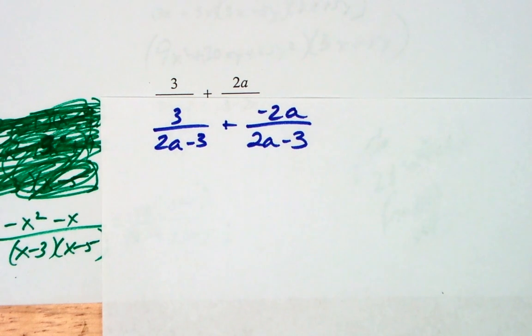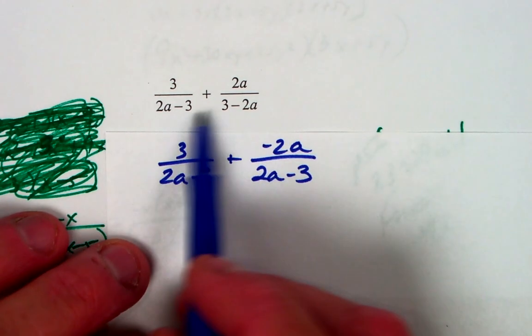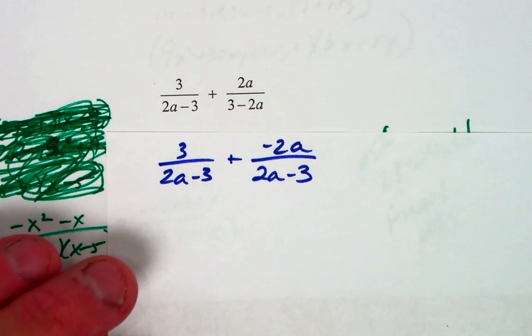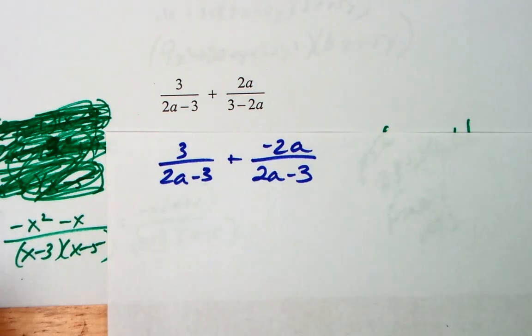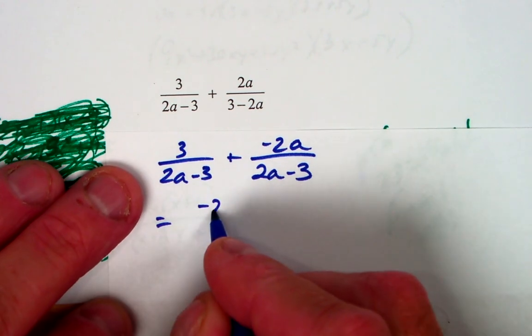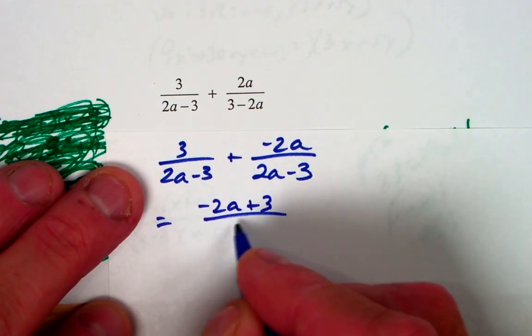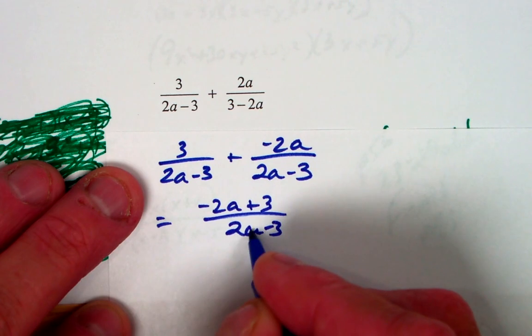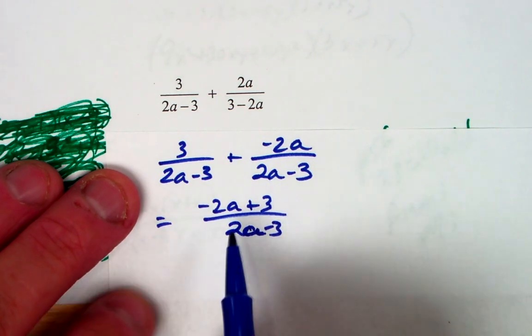Okay? That's a very rare scenario, so I don't know if it's worth stressing out a ton. But it's just a little trick that makes our lives a lot easier. If we see something that, hey, they're the same, it's just the subtraction's in a different order, we can go ahead and throw the negative on the top and go from there. So let's finish this out. Negative 2a plus 3 over 2a minus 3, because I just add the tops.